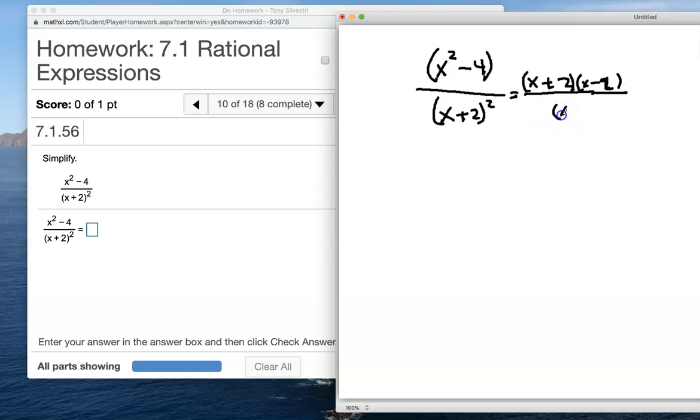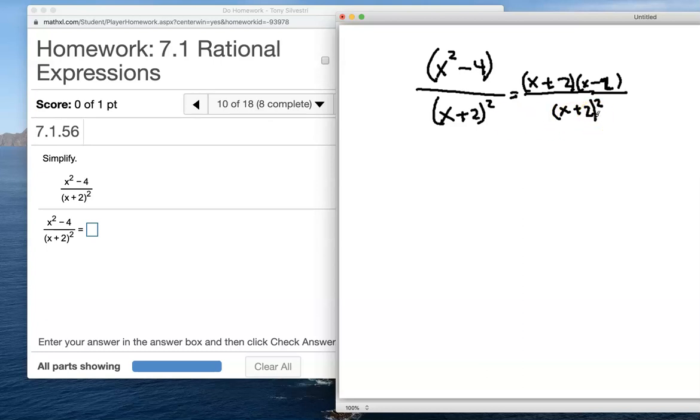And down on the bottom here I have x plus 2 squared. Now the thing is, this is already factored. People get all intimidated by this, but you shouldn't feel that way. It just means you've got 2 x plus 2 bundles on the bottom. So I'm going to leave it like that with the exponent.